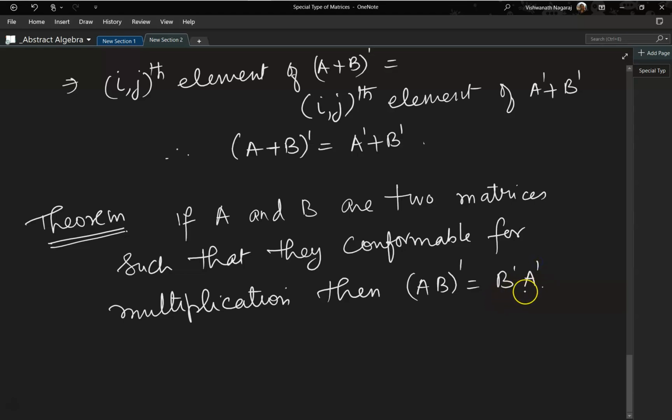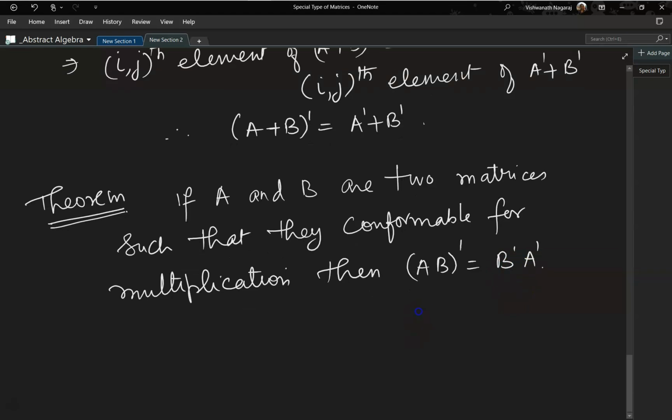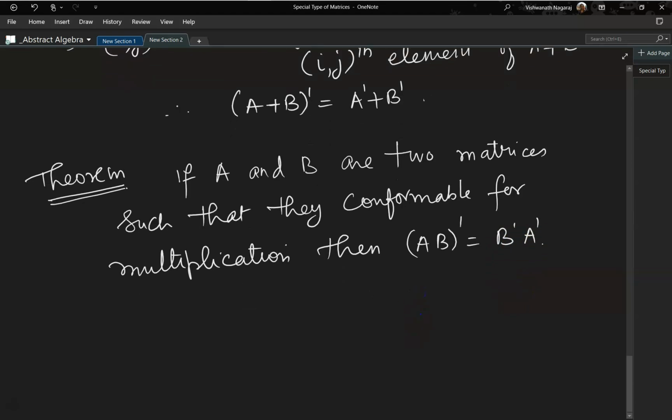You notice that the order is reversed, right? Because matrix multiplication is not commutative. Okay, so let A = Aij, which is of order m by n, and B = Bjk, which is of order n by p.